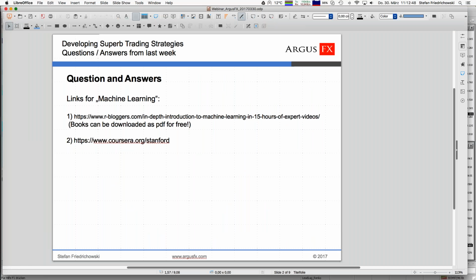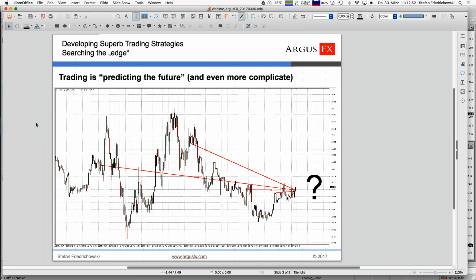So back to my slides here. Going back to what I call searching the edge, just as a short reminder, what we more or less use here is the fact that we use rates of change with different periods, and that is indicated within that picture here.